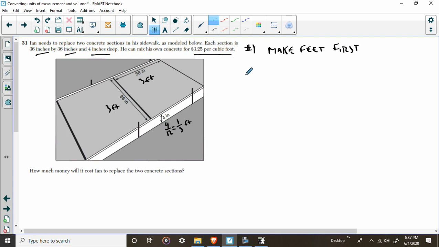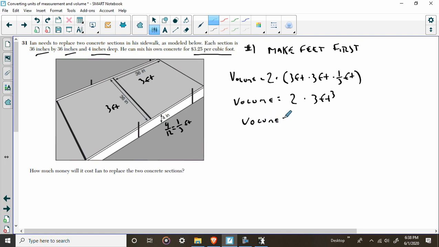So what can we say? We can say the volume is going to be 2 times, because first of all, we need two of these, yes? Length times width times height. And this actually works out pretty well because the 1/3 cancels out. So the volume is, well, 3 times 3 is 9. 9 times 1/3 is going to be 3. So that's 2 times 3 cubic feet. In other words, 3 cubic feet for each one of these. So your volume is equal to 6 cubic feet. Okay, and now how much did it cost?